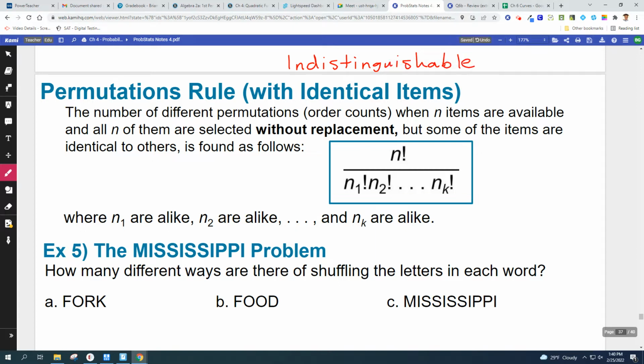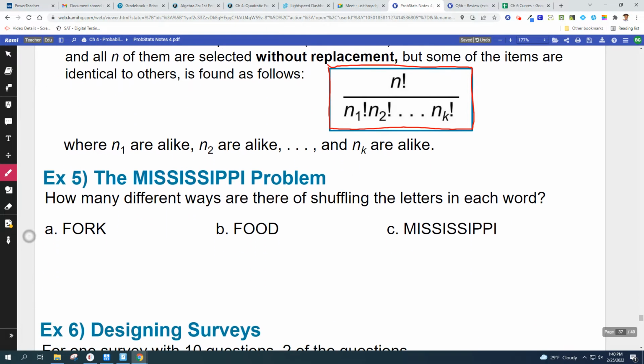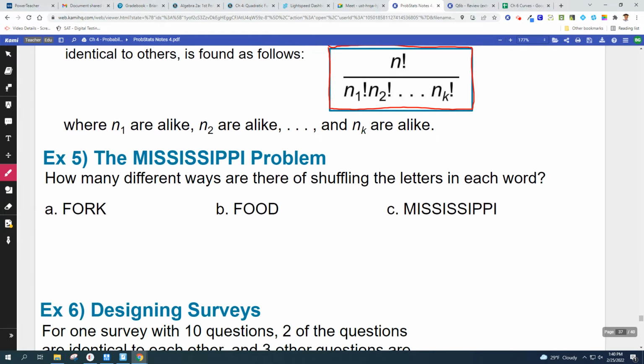The number of different permutations, order counts, when n items are available and all n of them are selected without replacement, but some of the items are identical to others, is found as follows. Now, I know this formula looks really complicated, but it's a lot easier than it looks. I call it the Mississippi problem, and problem number 5 is going to use that formula.